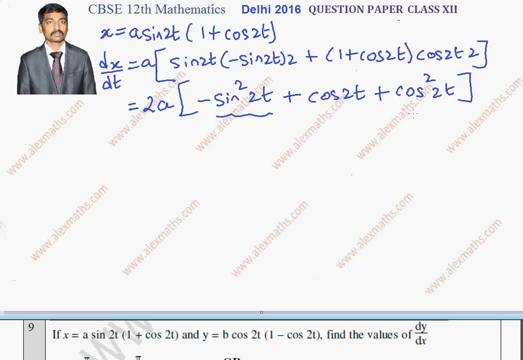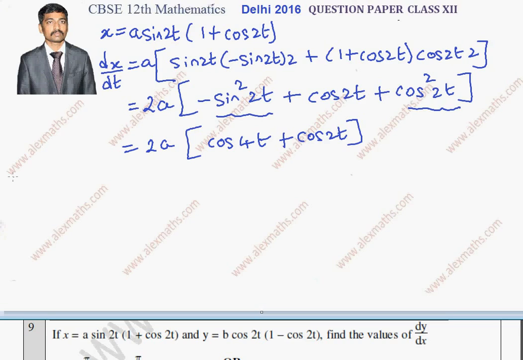Now cos square 2t minus sin square 2t, if we combine, it is going to be cos 4t, because cos 2t is cos square t minus sin square t. So if I apply the formula, this will become cos 4t plus cos 2t. Okay. So this we will keep as it is.